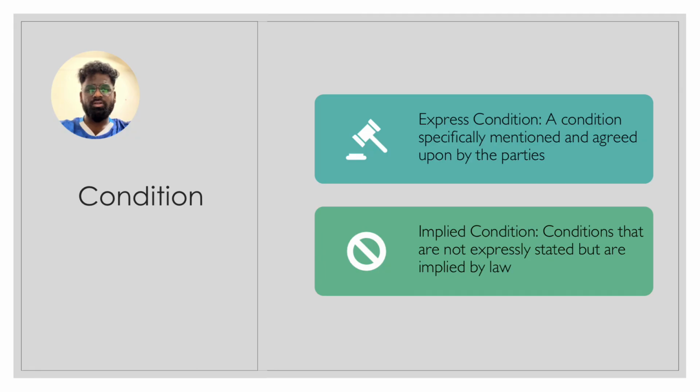Express condition. A condition that is clearly written down and agreed upon by both parties. Implied condition. Conditions that are not explicitly stated but are assumed to be a part of the contract by law. For example, the seller has the right to sell the goods.